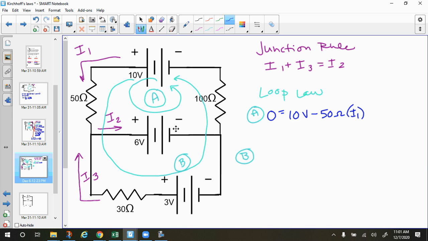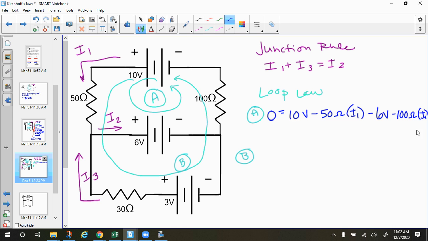Then we go here through this middle branch. So we're going backwards through the battery, from the higher potential side to the lower potential side. That means we're going to subtract 6 volts. And then we're going through this 100 ohm resistor again in the same direction as current, because current in this branch is going this way. So we're going from the higher potential side to the lower potential side, so we're going to subtract 100 ohms times I1.